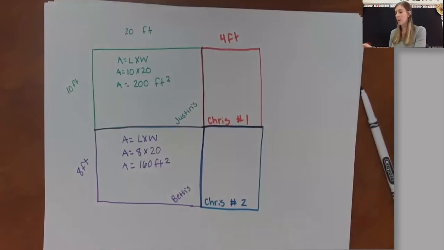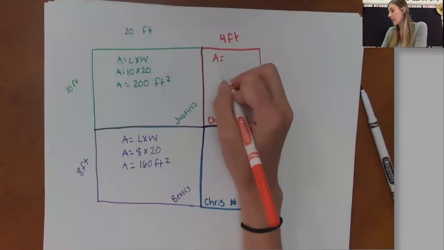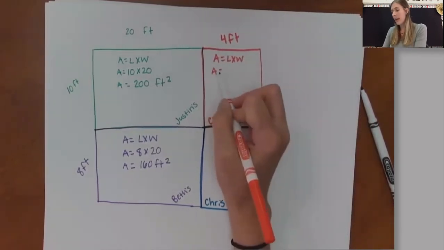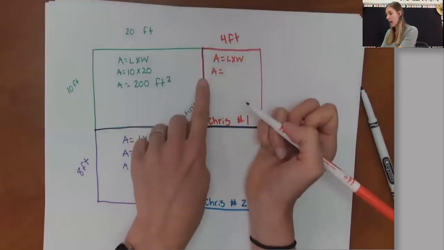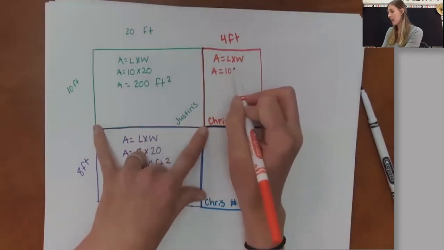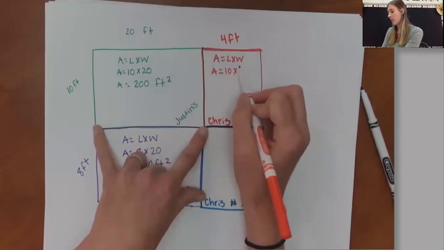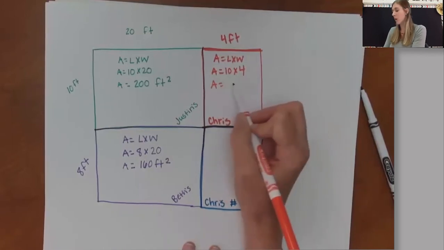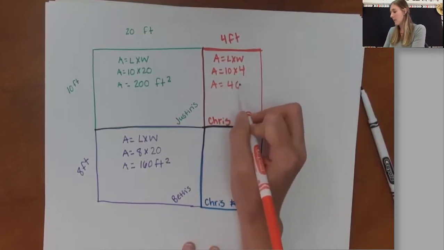So let's start with his first part. We know area is length times width. And we know the length of Chris's part coming from right here is 10 feet. And we know the width is 4. So we know the area of his part, 10 times 4, a basic fact, is 40. Very good.